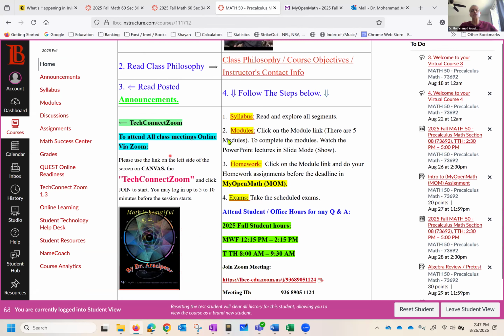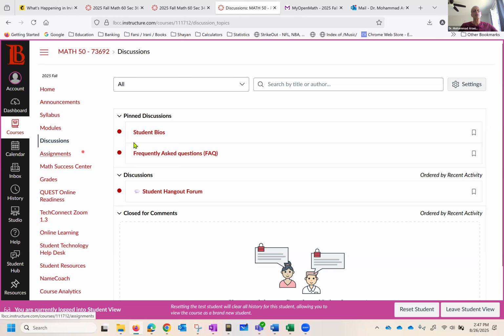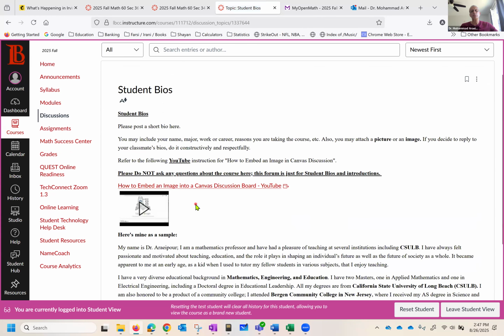Now, before I go to modules and explain basically everything that is there, and that's where you need to go to do your work, I want to explain a couple of things here. One of them is a discussion forum. What do we find there? First, we have the student bios. I put mine as an example. If you want to put yours so your fellow students get to know you, by all means. And if you want to reply to any student, please do so, of course, with words that are positive and encouraging.